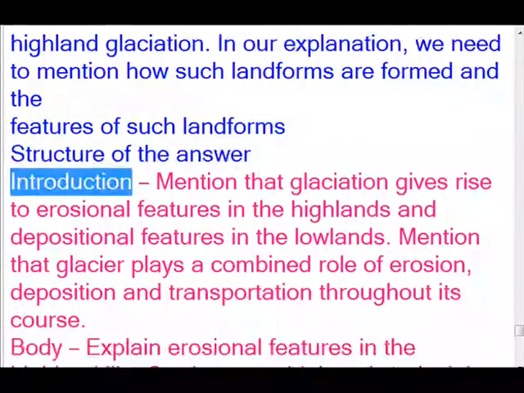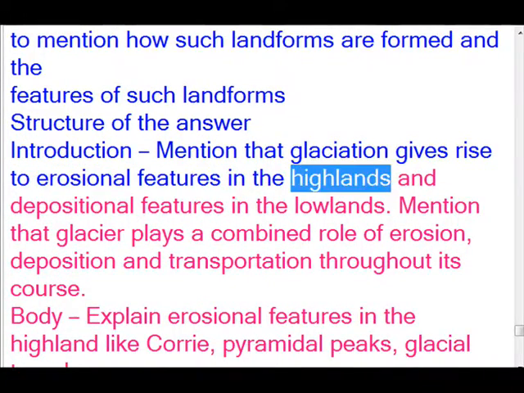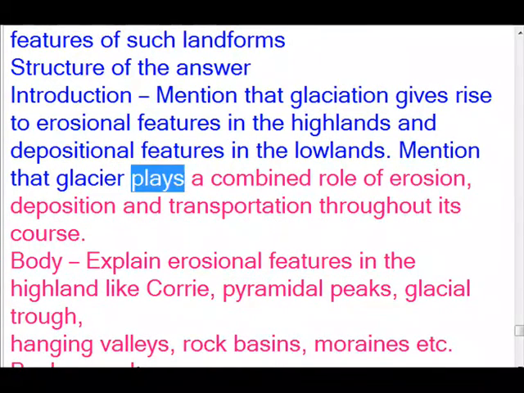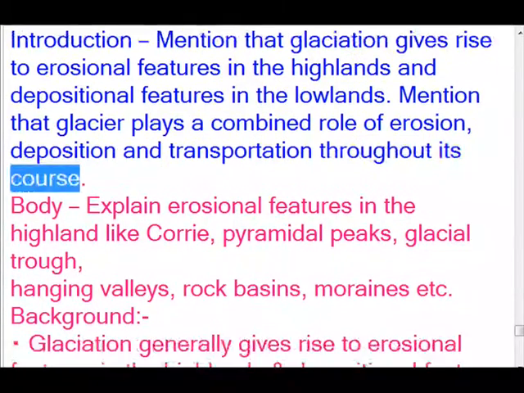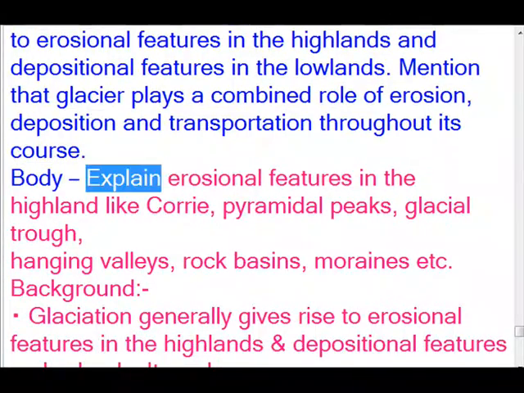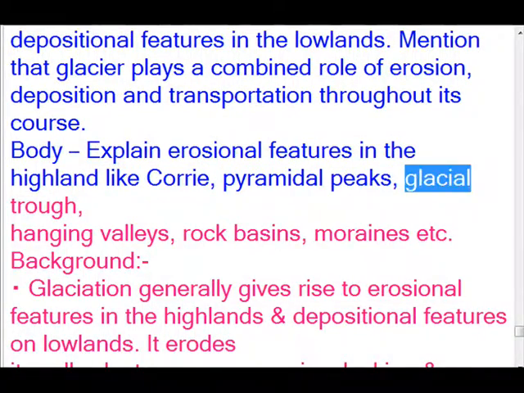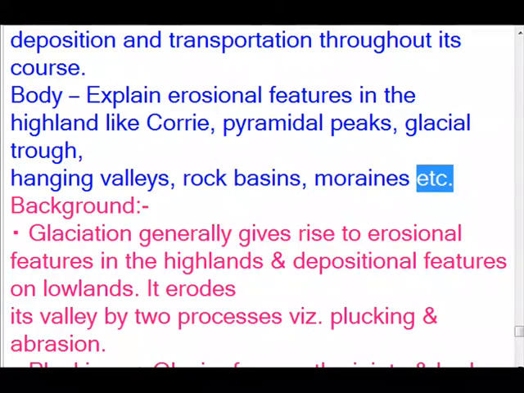Structure of the answer. Introduction. Mention that glaciation gives rise to erosional features in the highlands and depositional features in the lowlands. Mention that a glacier plays a combined role of erosion, deposition, and transportation throughout its course. Body. Explain erosional features in the highlands like cirque, pyramidal peaks, glacial trough, hanging valleys, rock basins, moraines, etc.